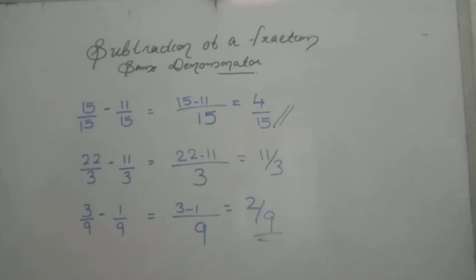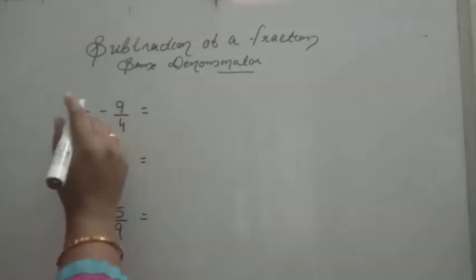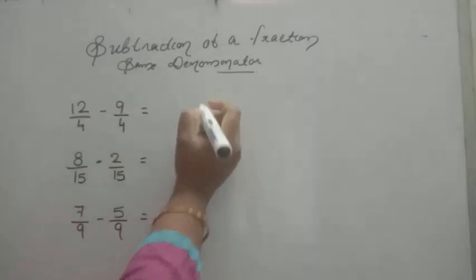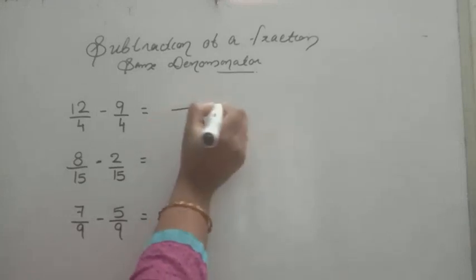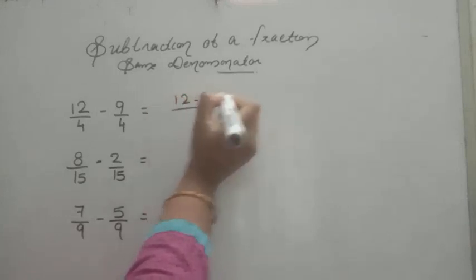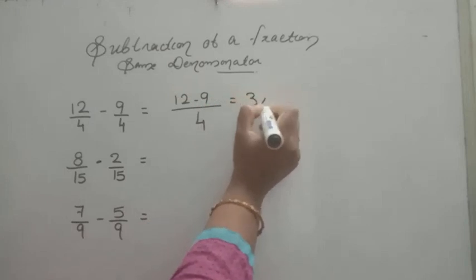Okay, next question. 12/4 minus 9/4. This has the same denominator 4, so we do 12 minus 9. 12 minus 9 is 3/4.